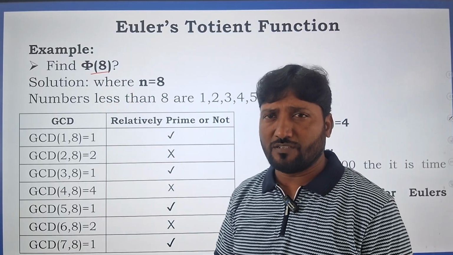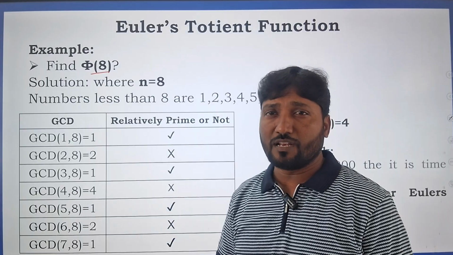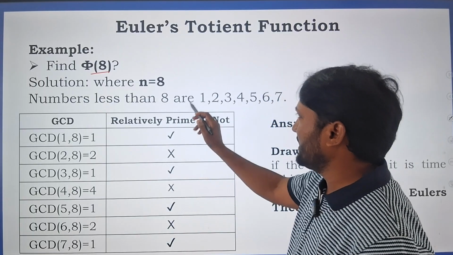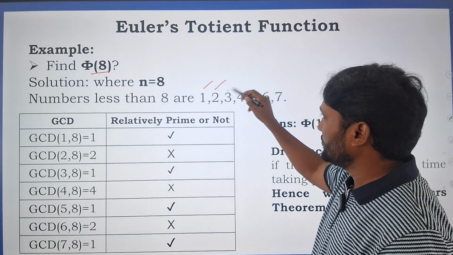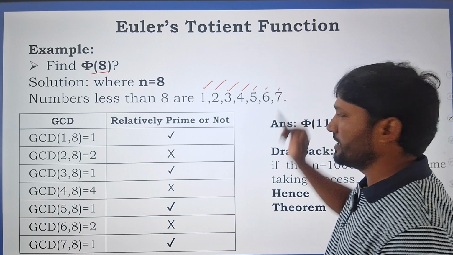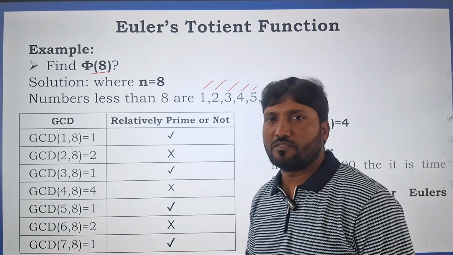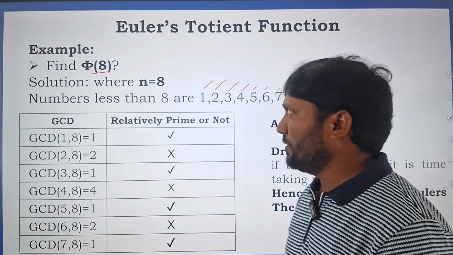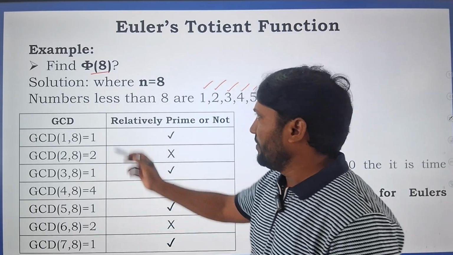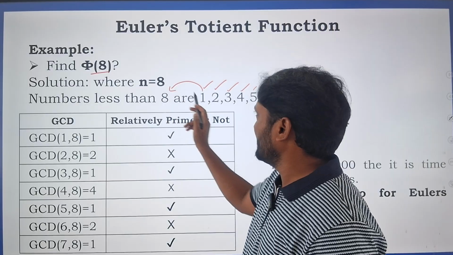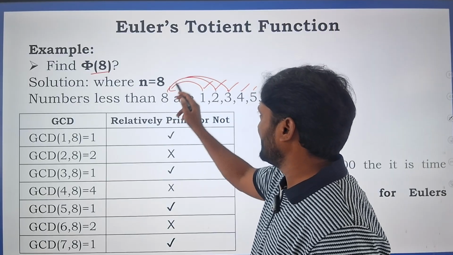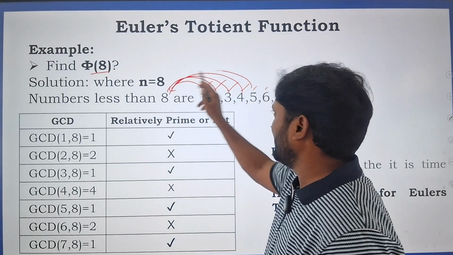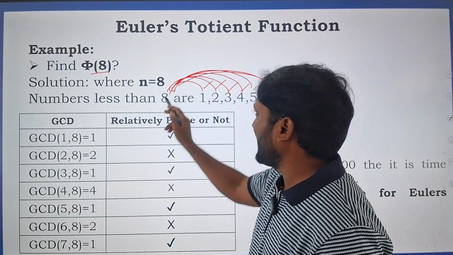As we know, what is the first step here? What are the numbers less than 8? Those numbers are 1, 2, 3, 4, 5, 6, 7. Those are the lesser numbers for 8. Now calculate the GCD here: 1 with 8, 2 with 8, 3 with 8, 4 with 8, 5 with 8, 6 with 8 and 7 with 8.